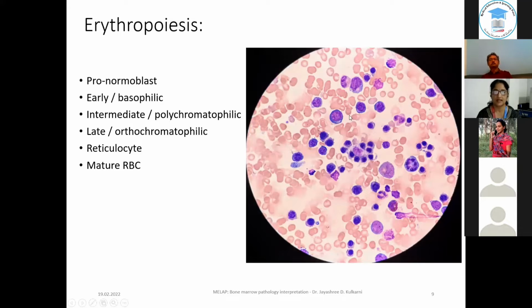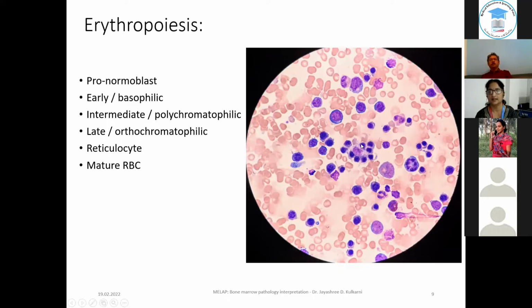So you have these large pronormoblasts with hyperbasophilic cytoplasm. As they mature, they become the early basophilic or the intermediate cells, and then you have these late normoblasts. Subsequently, the nucleus gets extruded from it. You get the polychromatophilic cells or the reticulocytes, and then you have the mature RBCs. These are the stages in the erythropoiesis. And you always look at erythropoiesis, they live together, they live in the company of each other.